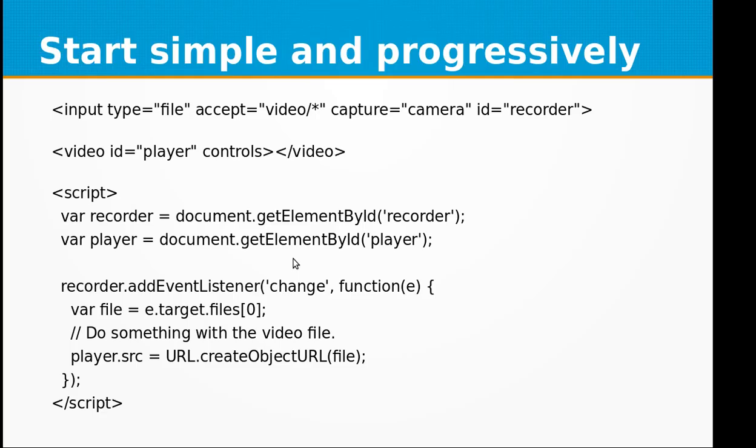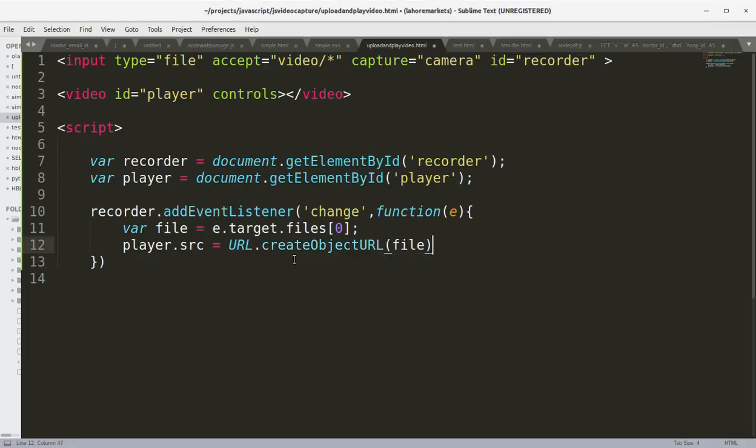Okay, and we are going to set the player with URL.createObjectURL and the file reference. That's it for the script, and we are done with our first example.